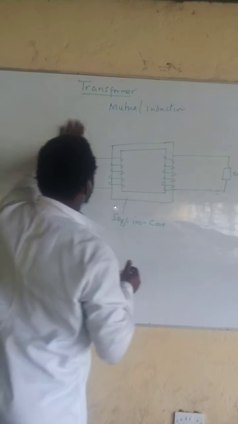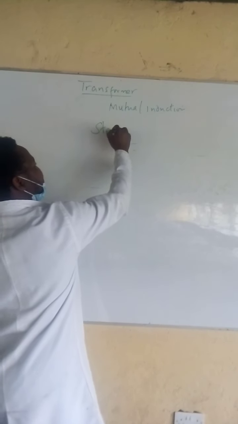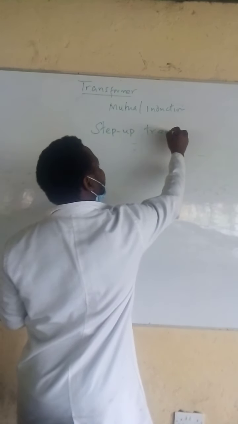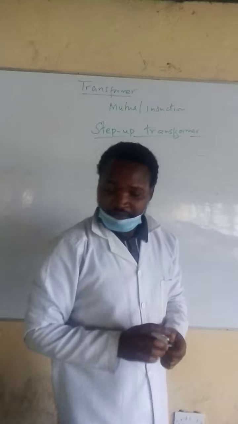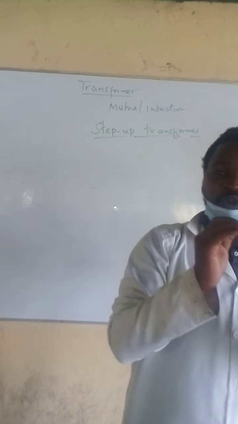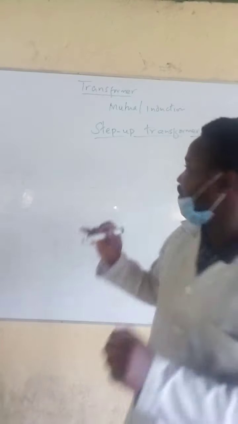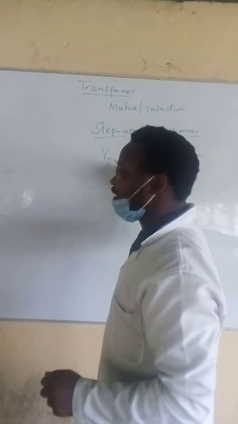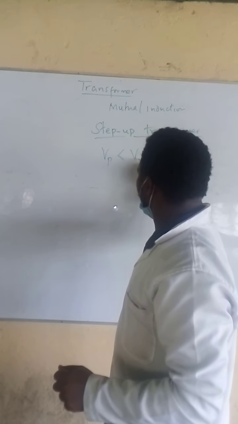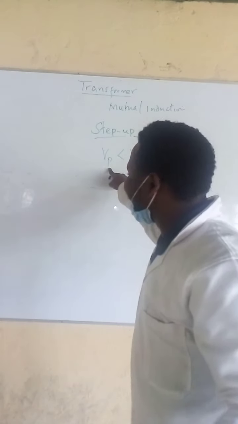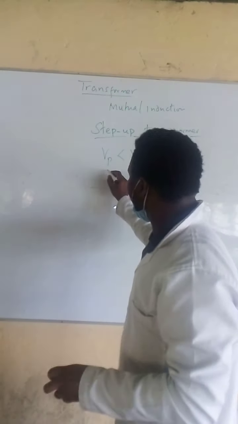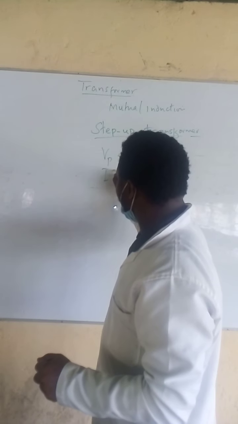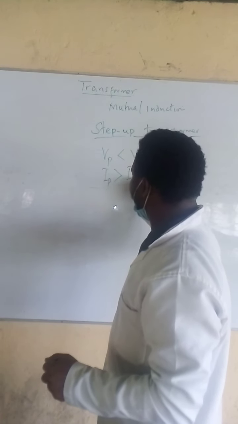The first transformer is called a step-up transformer. So in a step-up transformer, the amount of voltage in the primary coil is lower than the amount of voltage in the secondary coil. It is this voltage which is stepped up. And the current in the step-up transformer, in the primary coil, we have current which is more than the current in the secondary coil.